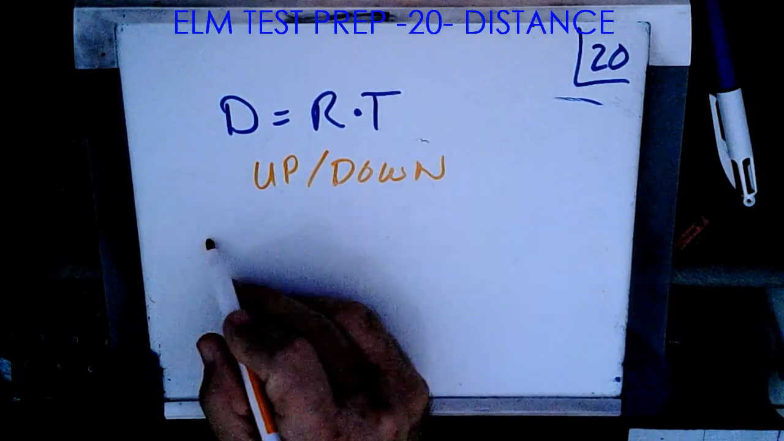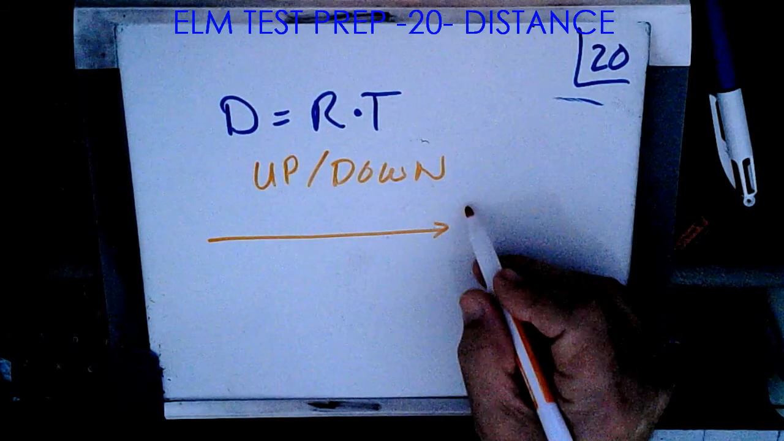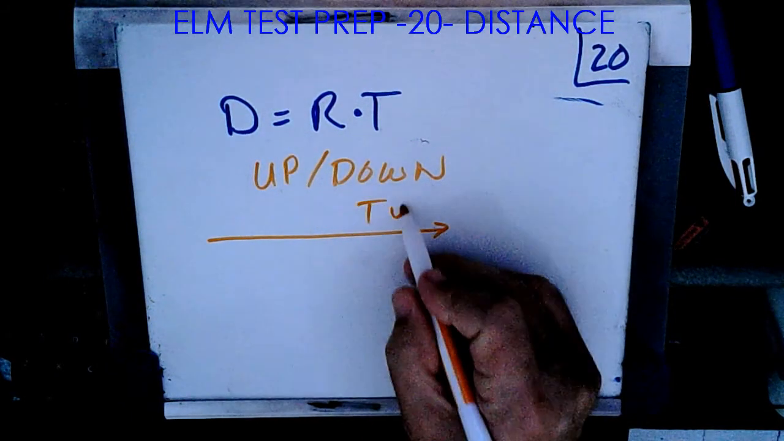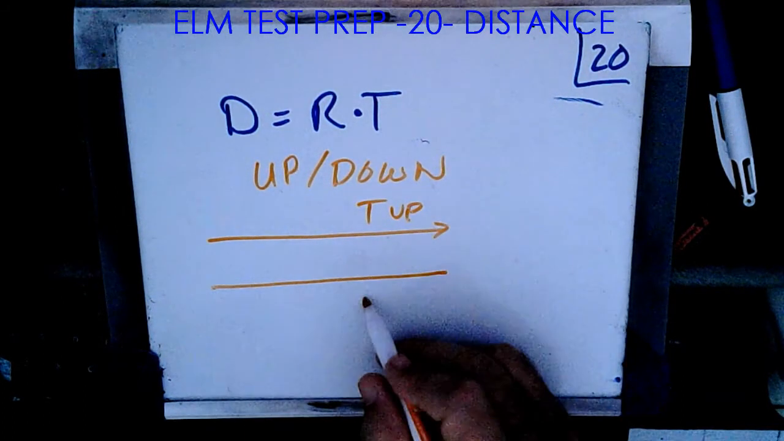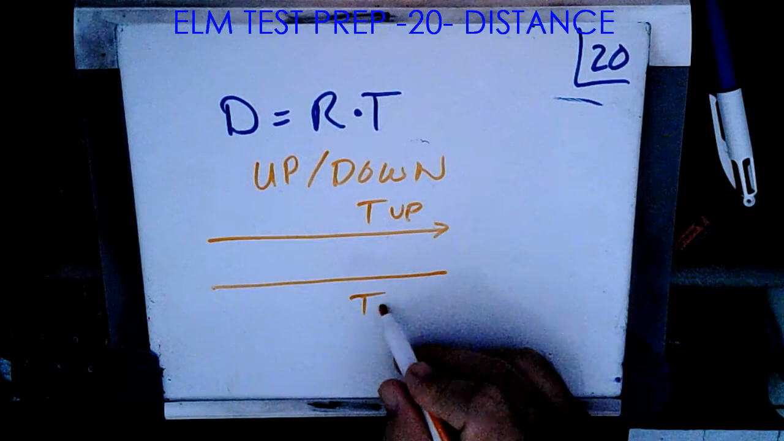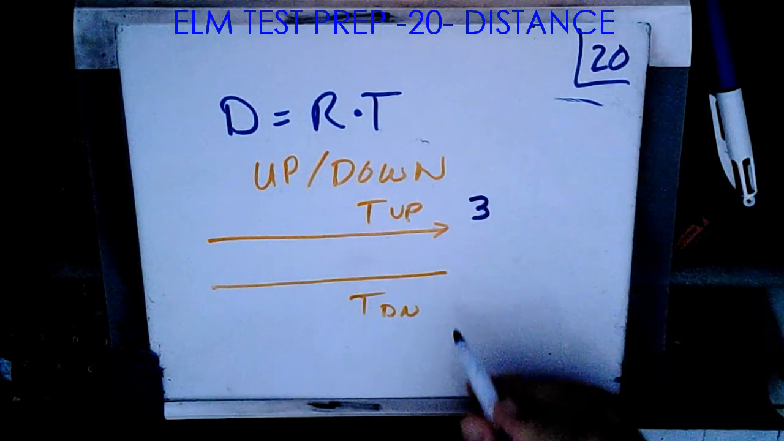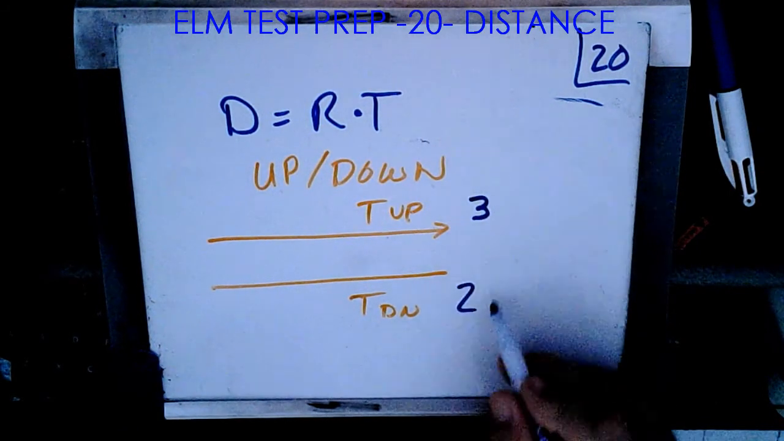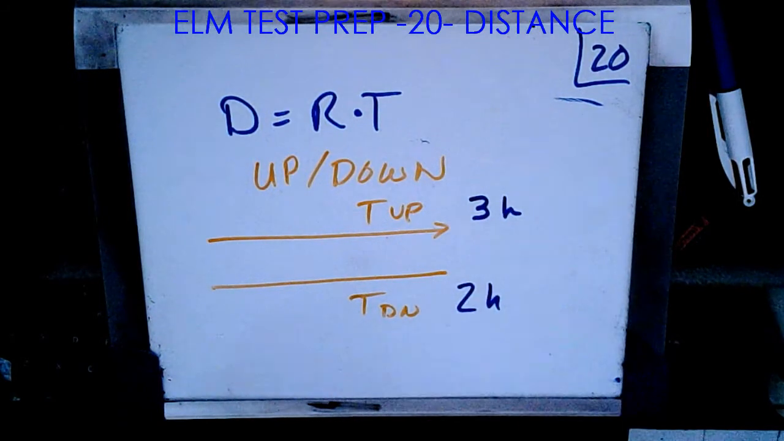where I may be rowing up a stream and it takes a certain amount of time up, and then I row back down to the same place, and so it takes a certain amount of time to go down. And they'll say, well, maybe this is it took me 3 hours to row up the thing and 2 hours to row down. Well, the question is, what happened?